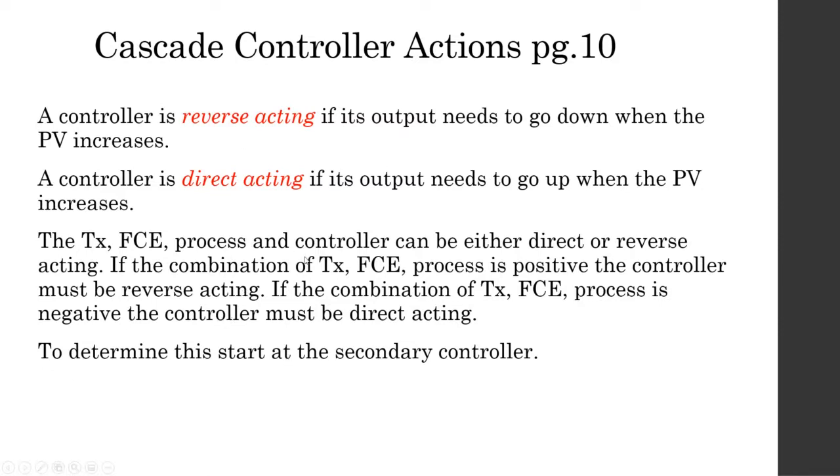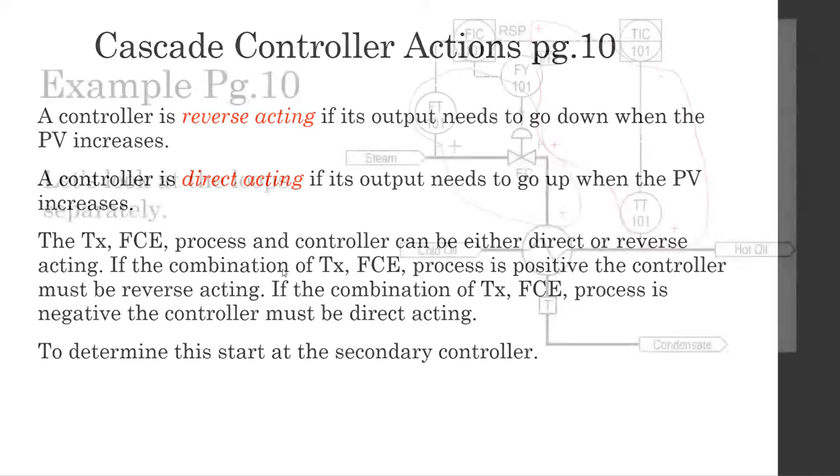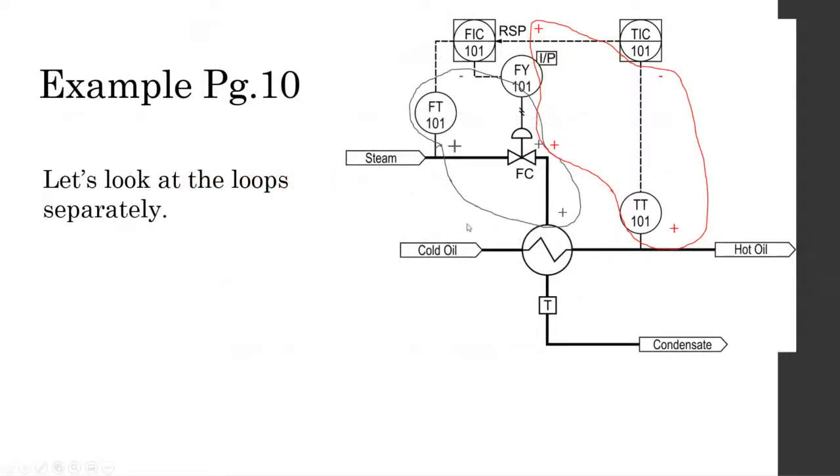To determine this, we'll start at the secondary controller. So let's have a look-see. Here's an example. If we look at the diagram here of our steam exchanger, we've got a flow controller, we've got a temperature controller. Which one is primary and which one is secondary? If you're shaking your head right now and you're going, I have no idea, remember that in a cascade loop, the primary feeds its output to the secondary as a remote set point. So primary is a temperature controller, secondary is the flow controller.